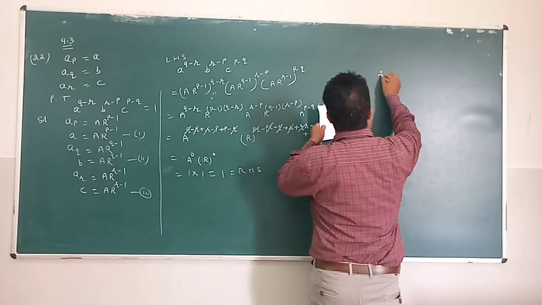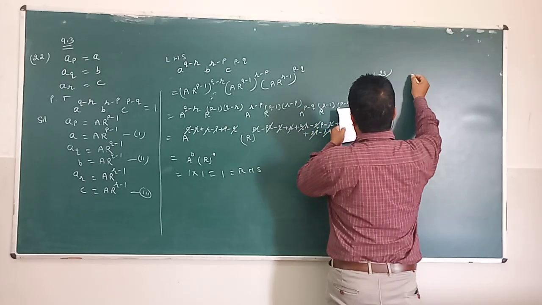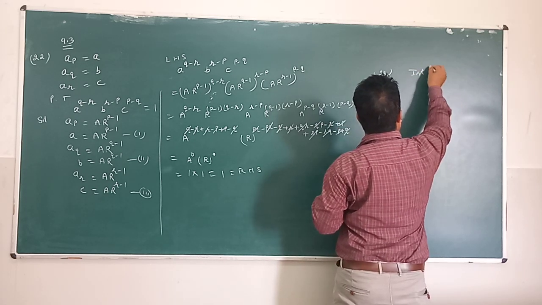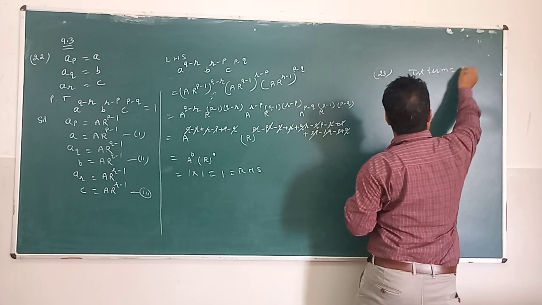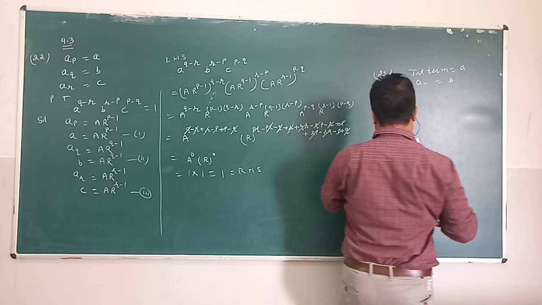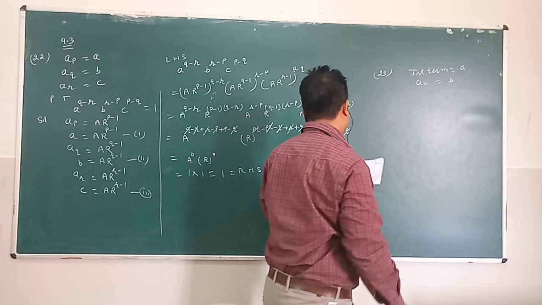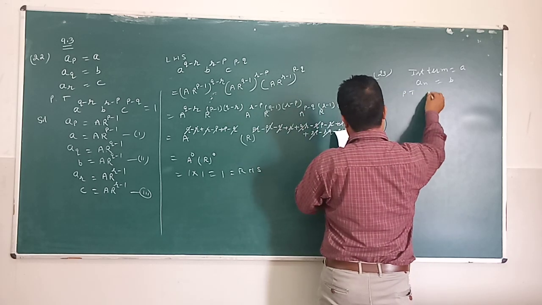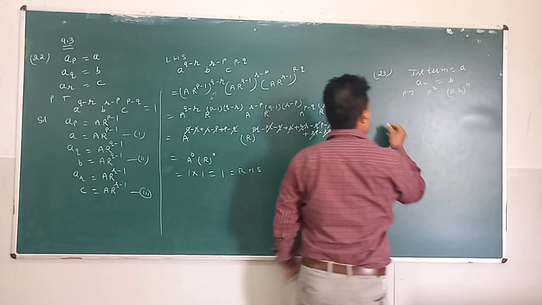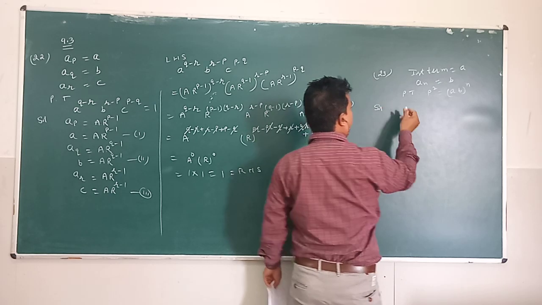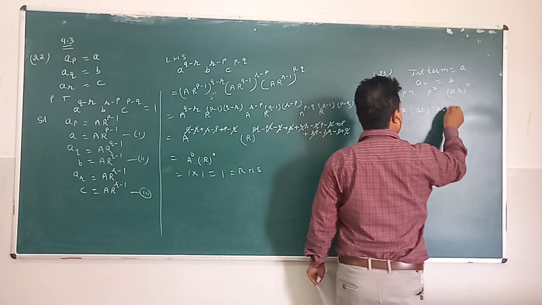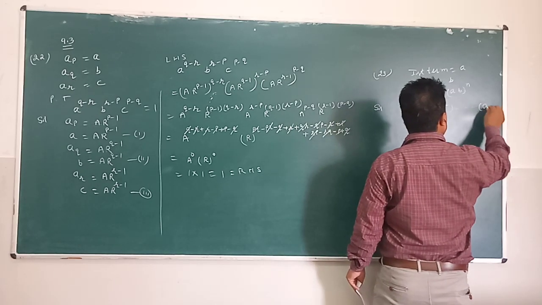In question number 23, the statement is: if the first term of a GP is a and the last term is b, and P is the product of the first n terms, we are required to prove that P squared is equal to (ab)^n. Here P is the product of the first n terms. We write the first n terms.